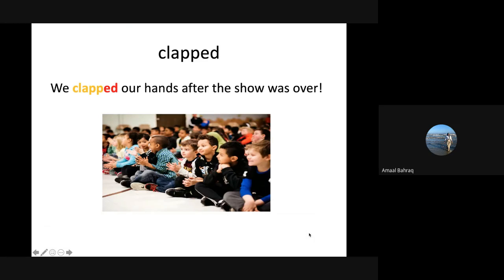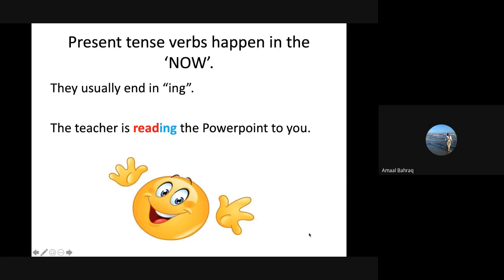Clapped. We clapped our hands after the show was over. Notice that the verb is clap and then we added an ed to it.